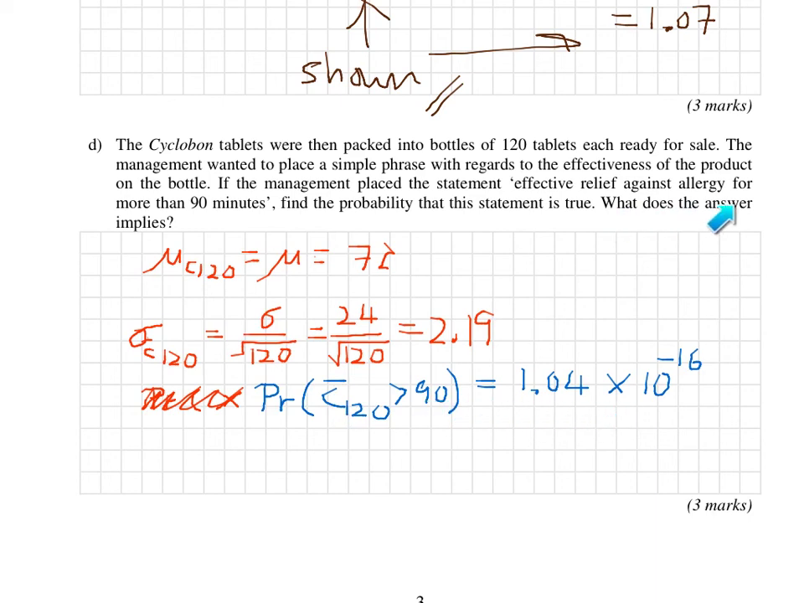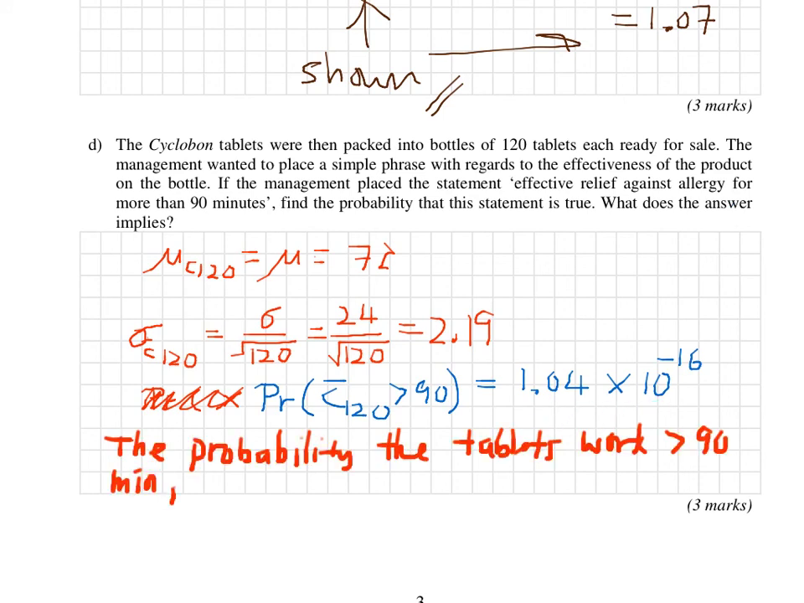So what does this answer imply? This value is so small, that implies the probability that the tablet works more than 90 minutes against that allergy is very low. You can say it's not likely, for example, because the probability is so low here.